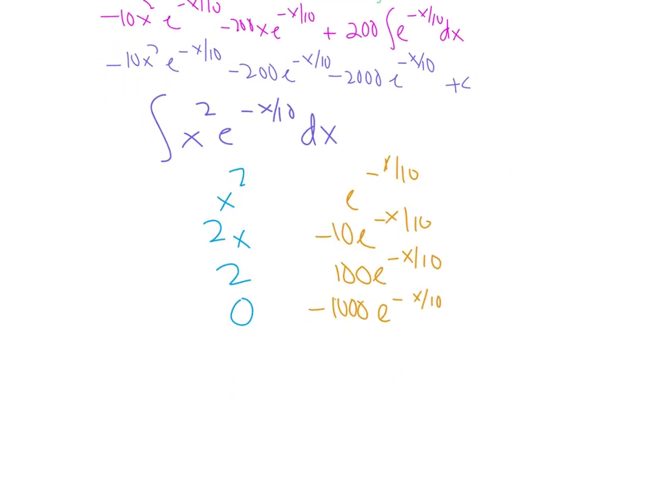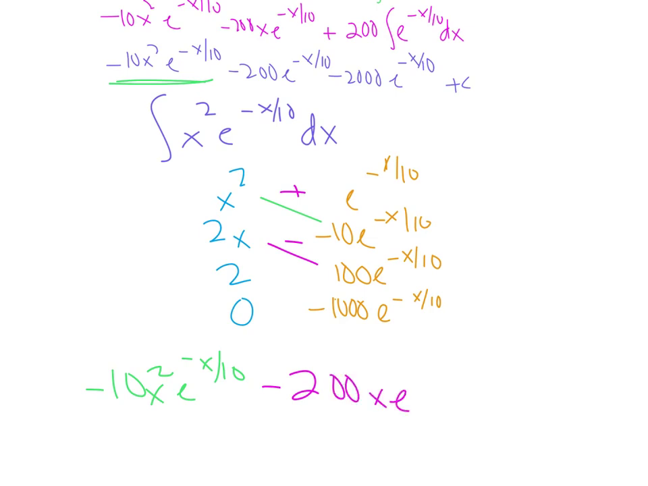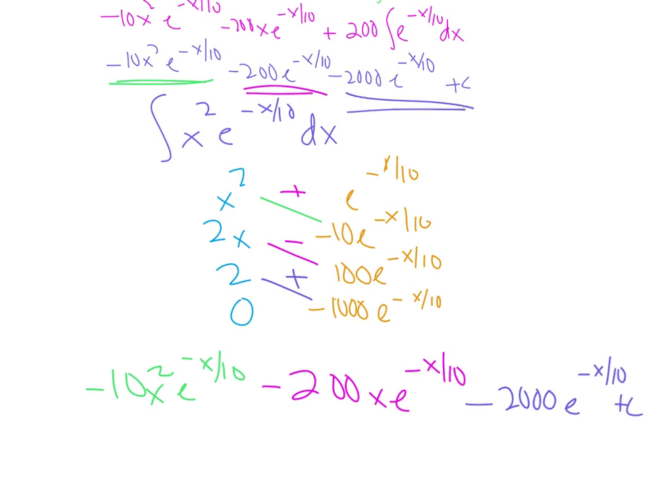So now we just connect pieces. uv, negative 10x squared e to the negative x over 10. Notice it's there. And then this is a plus here, and then a minus here, minus v du. So that's going to be 2 times 100, which is 200x e to the negative x over 10, which I have there. And then a minus minus, which is a plus, and then that's 2,000 e to the negative x over 10 plus c, which is there. And we matched. Beautiful.